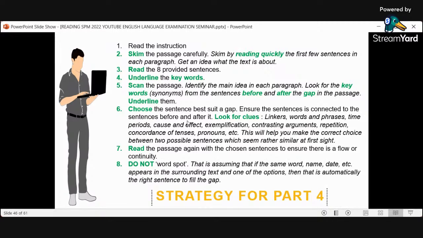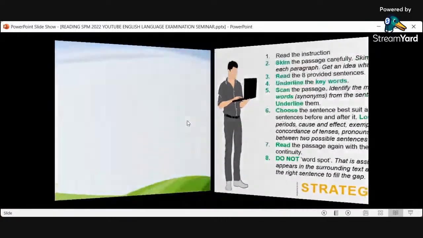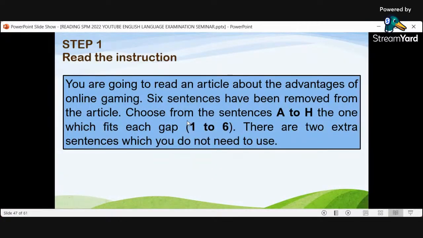And always remember, do not word spot, meaning you assume that if the same word or name or date appears in one of the 8 sentences, that is automatically the right sentence. Not necessarily. Okay? Right. So you are going to read an article about the advantages of online gaming. So you know what the article is about.